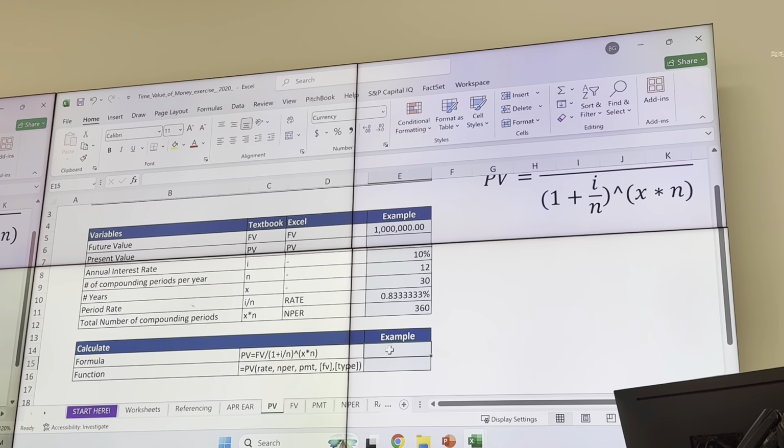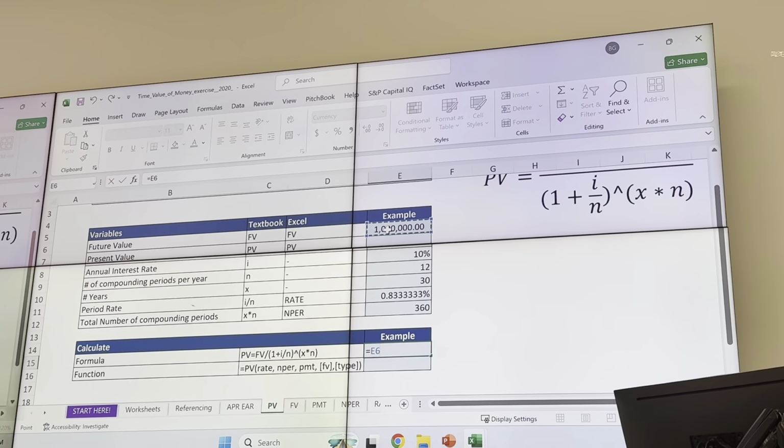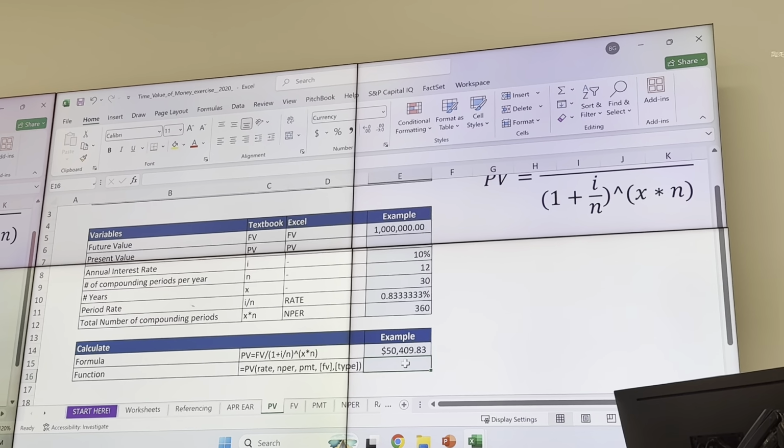I will be calculating based on the formula and based on the function that Excel has. So equals to, my future value is this one divided by 1 plus this is the interest rate that I'm getting, to the power of the number of compounding. This is the value, present value. In order to be a millionaire in 30 years, I have to save $50,409.